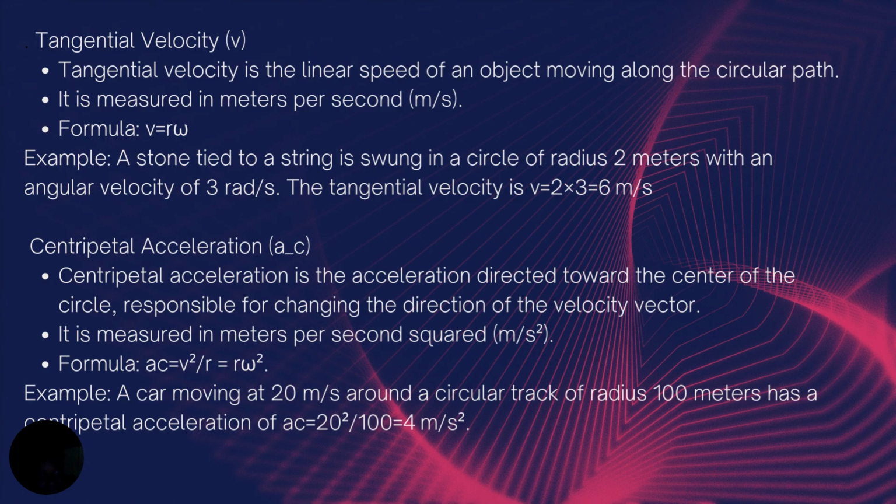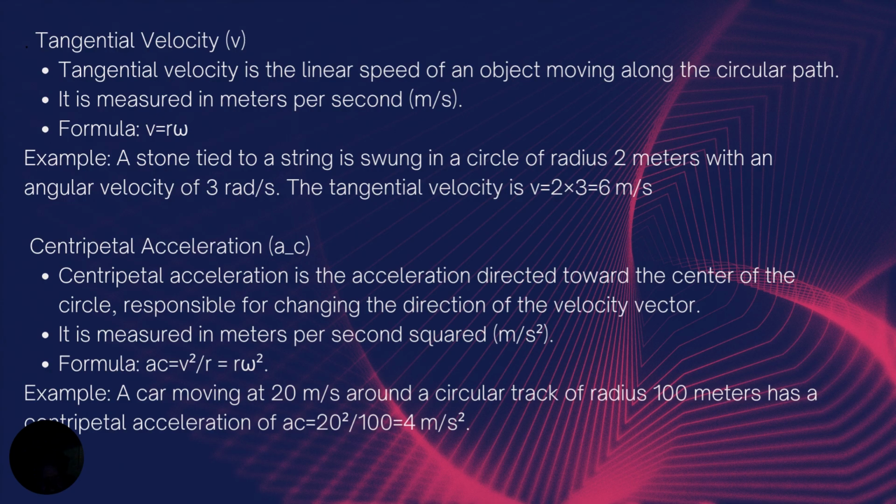So if an object flies off while moving in a circular path, the velocity it flies off with is called a tangential velocity. So I'll repeat myself. When an object is moving in a circle and it suddenly flies off, it's suddenly flung off that circular motion, the velocity it flies off with is called a tangential velocity. And the formula is given as V equals R omega, or omega R, whichever way you want to put it.